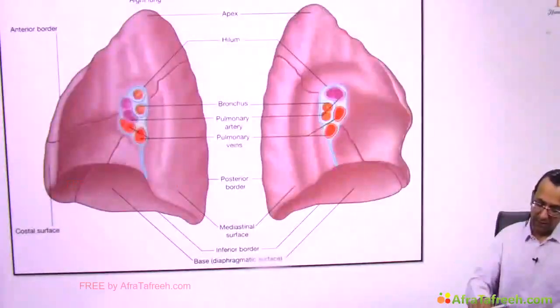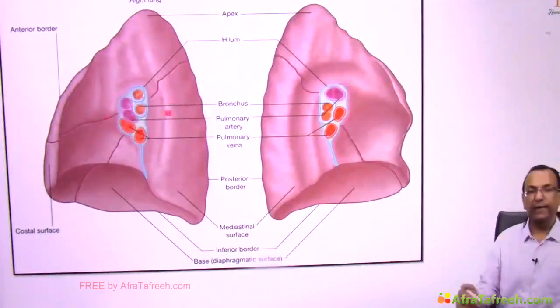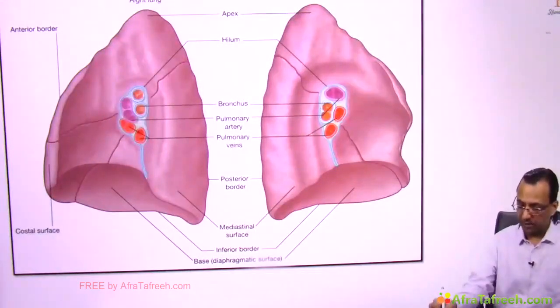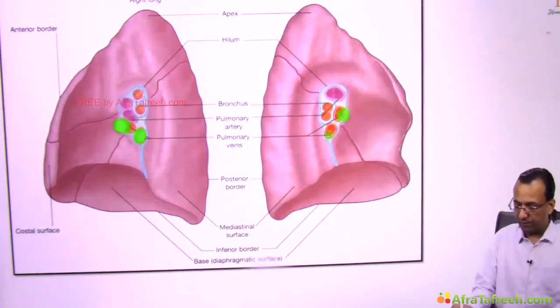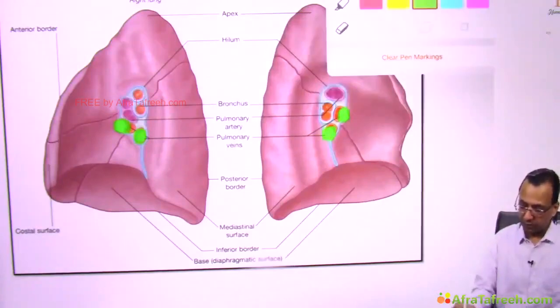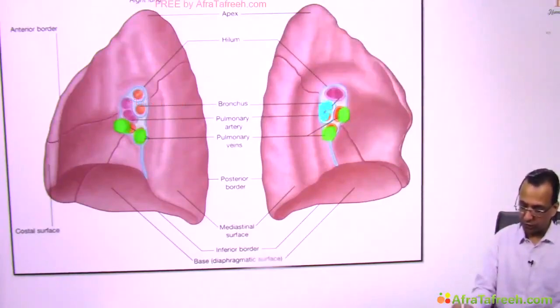If you're looking at the medial view of the lung, then you can see the arrangement. Actually, we will draw this diagram, but the point is that the veins are superior and inferior, but more anterior. And who is most posterior? Most posterior is the bronchus. So the bronchus is most posterior, as you see on either lung.